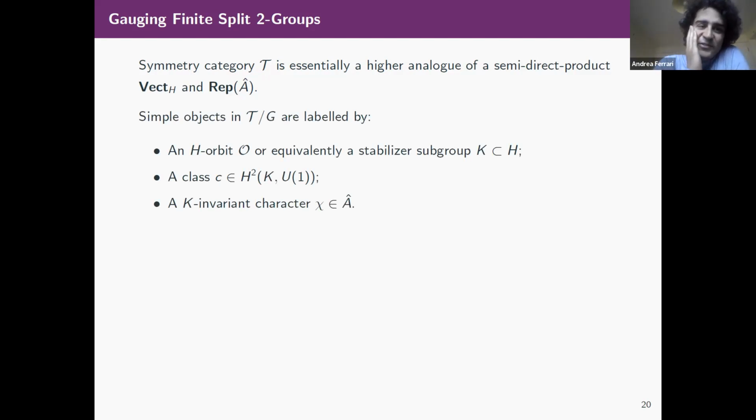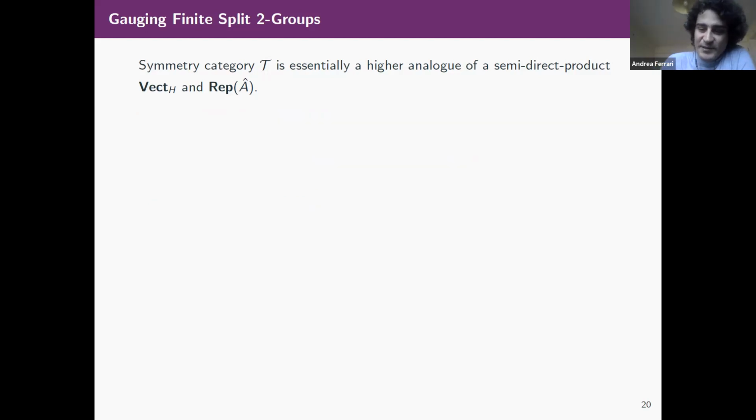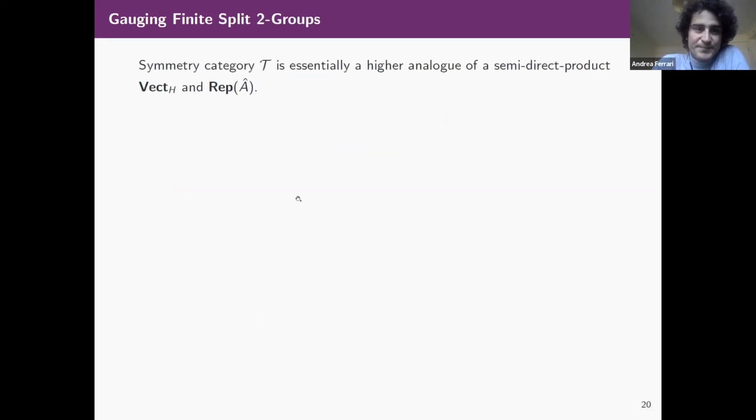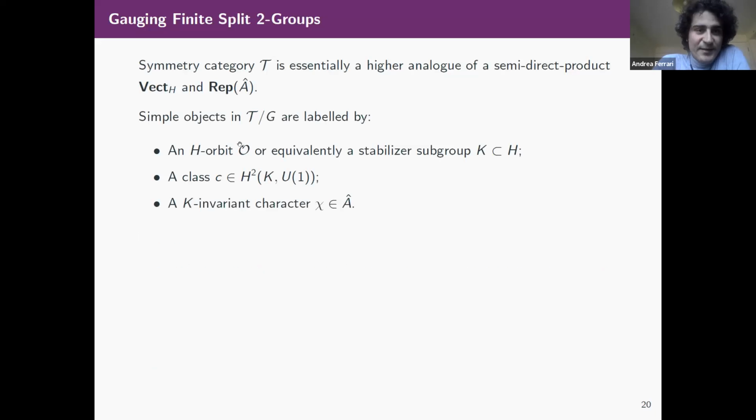What's more interesting is what the simple objects are in E mod G, which is the theory that we get when we gauge the whole group here. The simple objects in E mod G will be labeled by an H orbit O, or equivalently a stabilizer group K in H, a class in H2 of K valued in A1, and a K-invariant character.